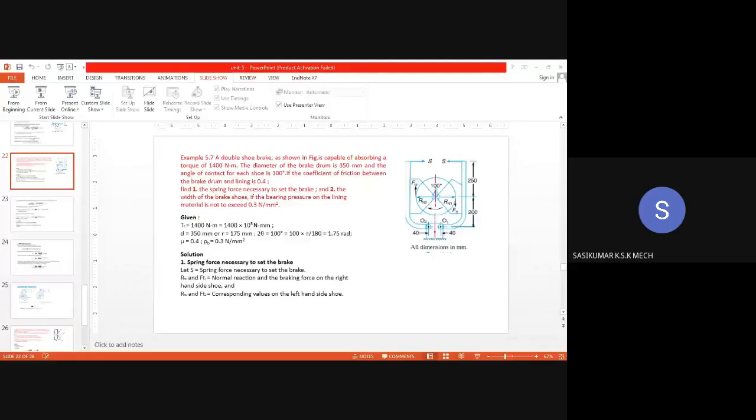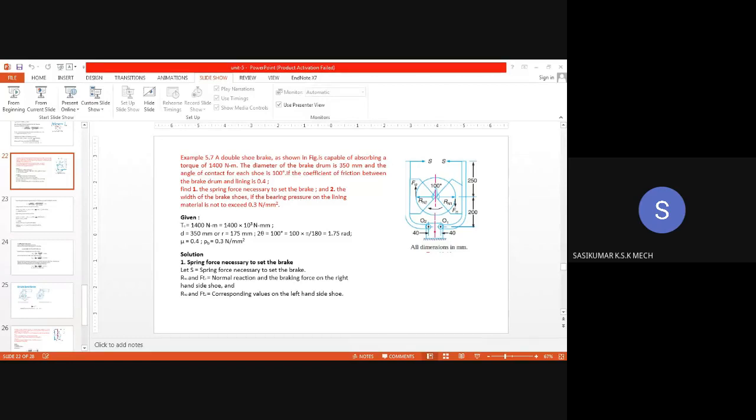So in multi-plate clutch, we are increasing the friction surface contacts by increasing the number of plates. Here also, the frictional contact is increased by means of increasing the number of blocks. Since here we have space constraints, you can only add two blocks on a rotating drum. So that is what we are going to see now. Here you have a double block brake. Here the block is also called a shoe.